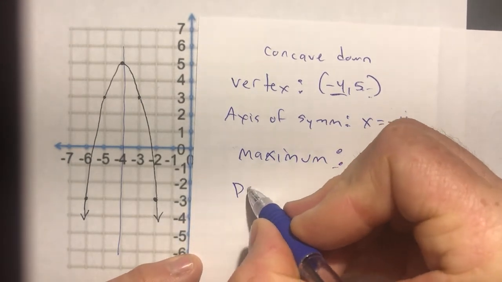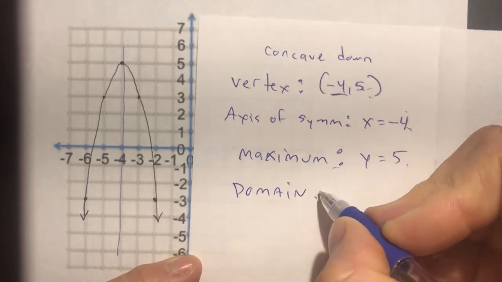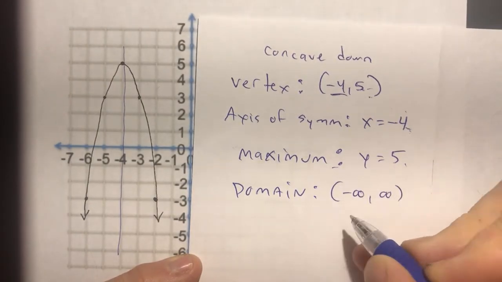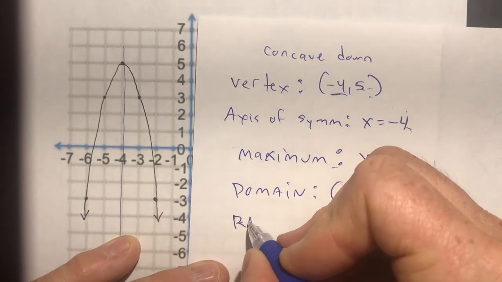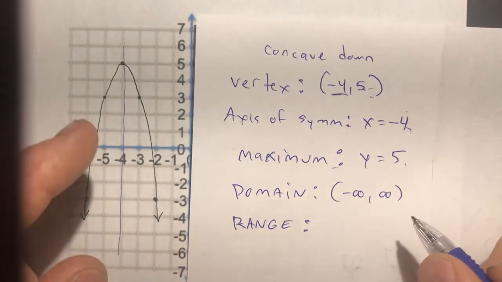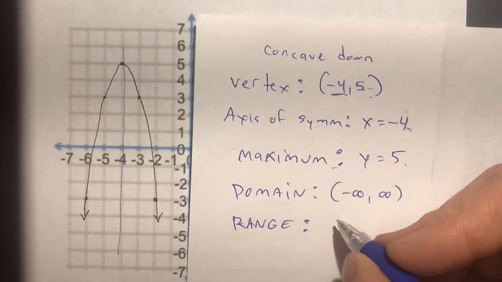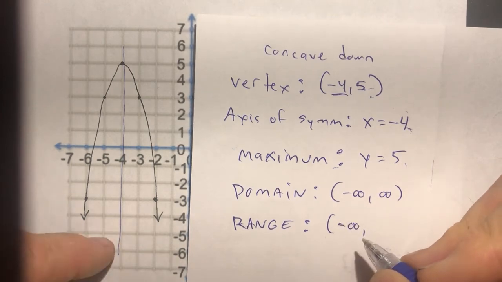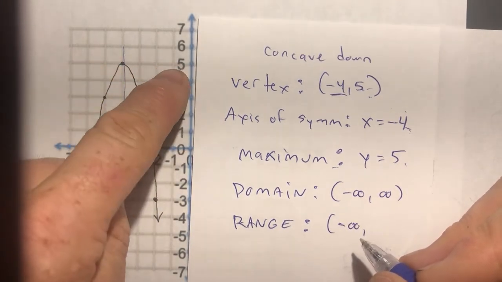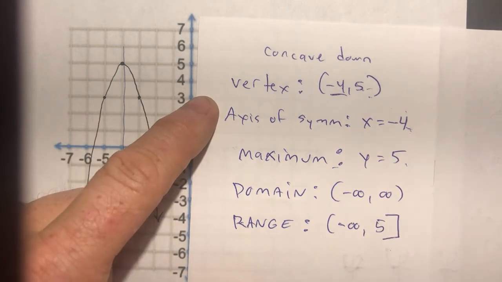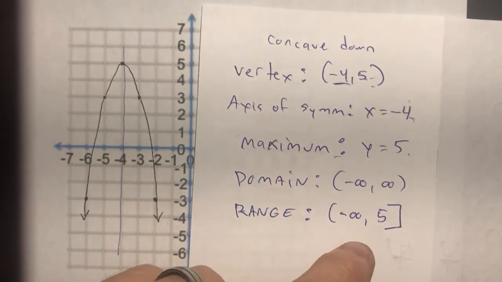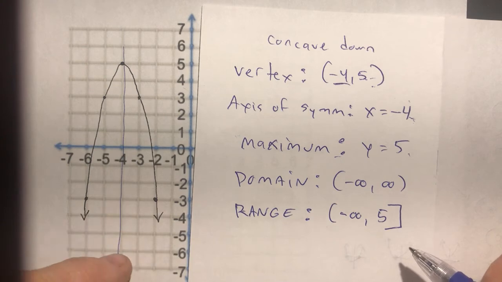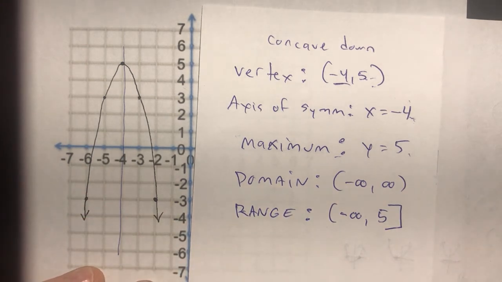All right, what's the domain? Every time, negative infinity to positive infinity. This thing goes to the left forever, it goes to the right forever. What's the range? All right, the range is up and down. So the lowest value, well, it goes forever to negative infinity, down forever. But it goes up to this maximum value of 5. And we put a bracket there because it does include 5. If it didn't include it, I'd put a parenthesis, which means it comes up all the way to 5 but doesn't touch 5.